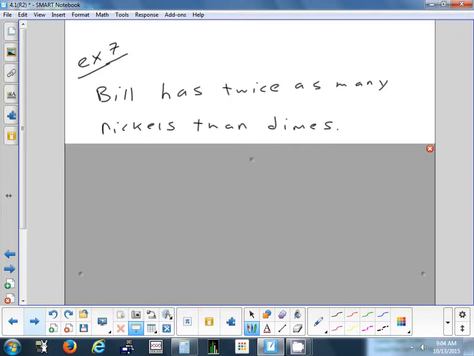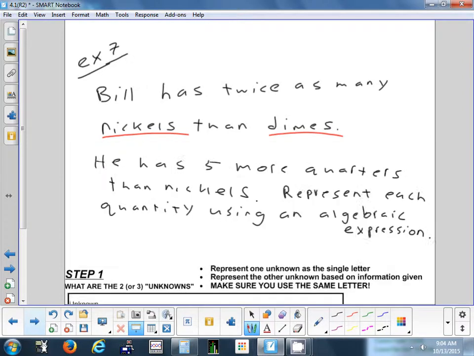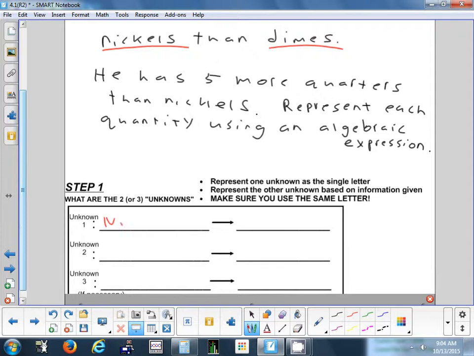Okay, Alex, what's one thing I don't know in this sentence? Yep, I don't know nickels. Okay, and what's one other thing I don't know? Justin? The amount of dimes. The amount of dimes. Good job. All right, so I'm going to put those as unknown 1 and 2, nickels and dimes. Okay, what's the next thing I need to decide?